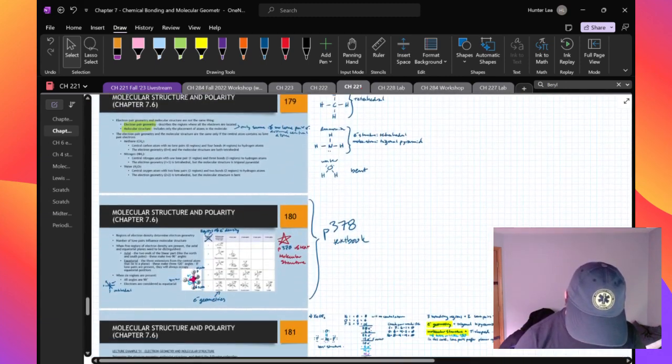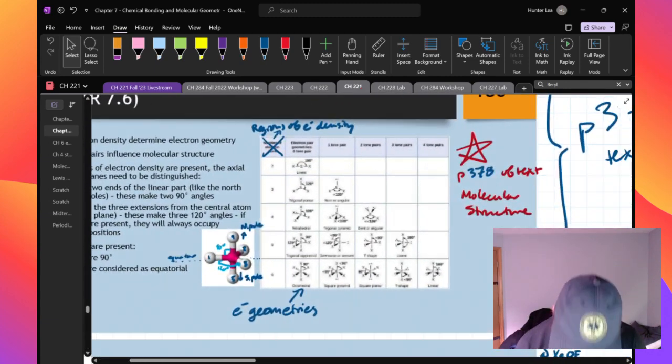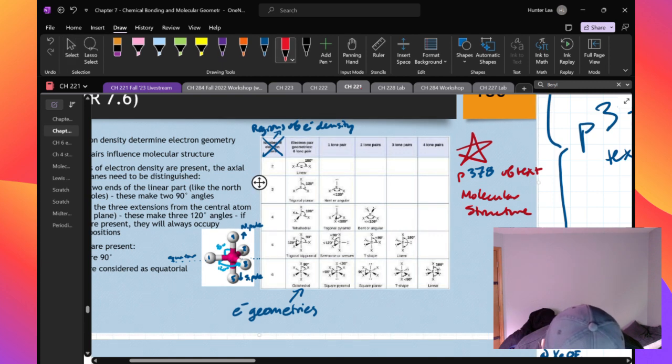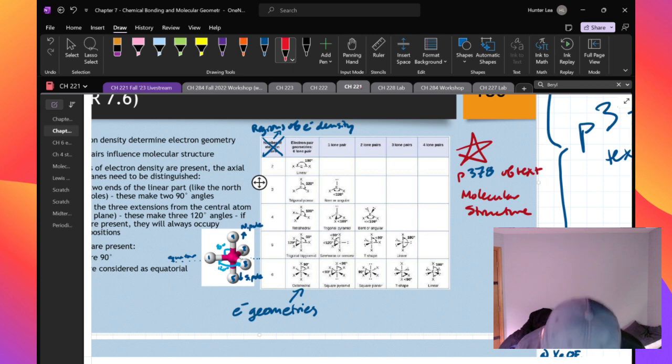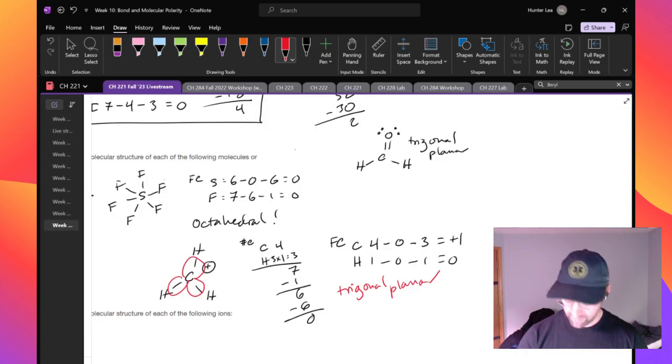I want to find that other chart. Here it is. Regions of electron density, no electron pairs. That would be trigonal planar. Cool. There you have it.